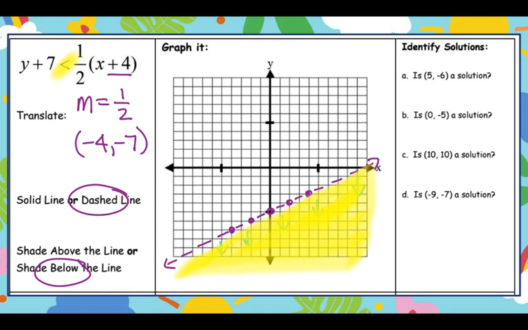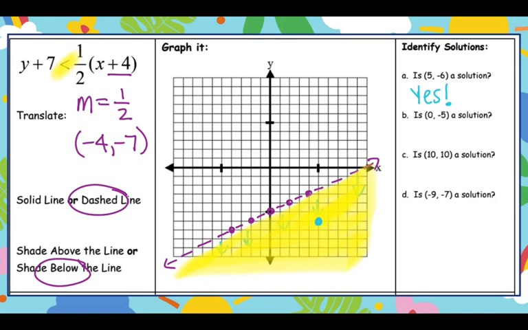Now with this next one, identifying solutions, I'm giving you a list of points. So we want to actually plot these points and see where they are. So 5, -6 is right here. That's in the shaded area. So yes, that is a solution.